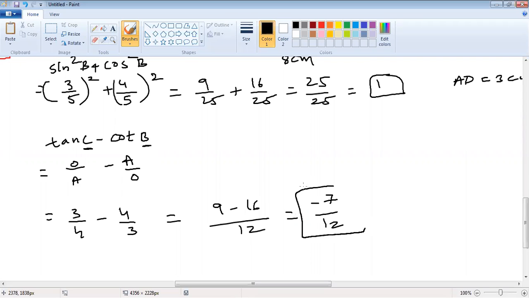Isn't it very simple sum? So pause the video and put it quickly in your book. Hurry up, guys.